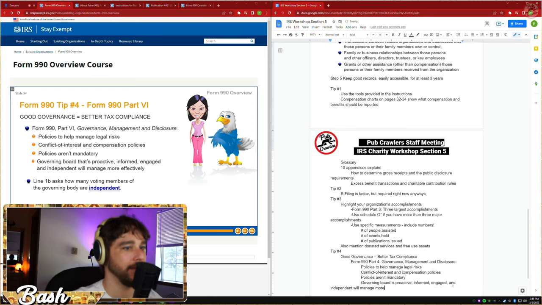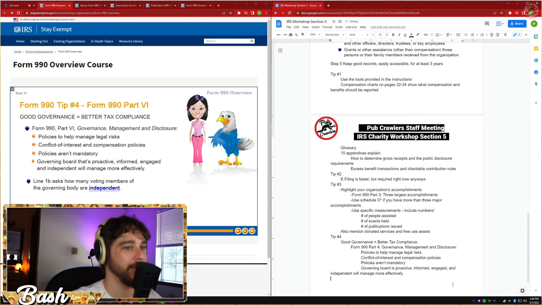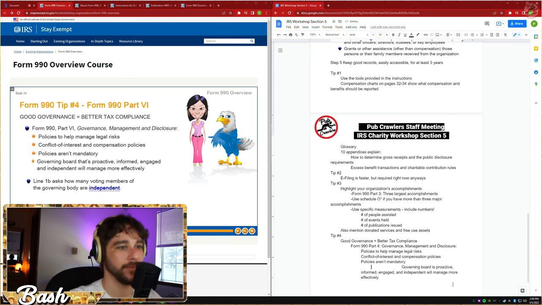Look, they even provide policies to help you out. Right. It actually feels like they're not trying to screw you. They kind of feel like they're trying to make this easier.